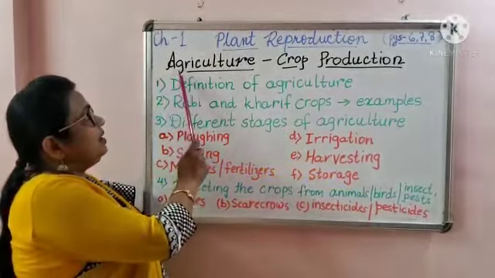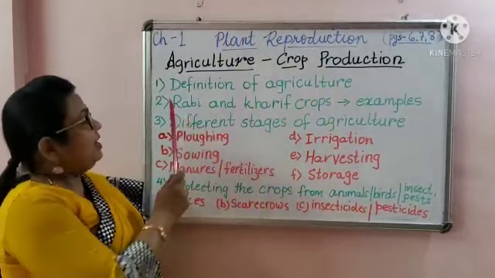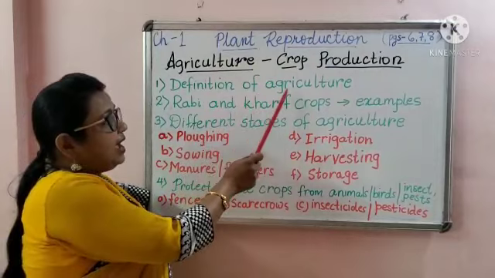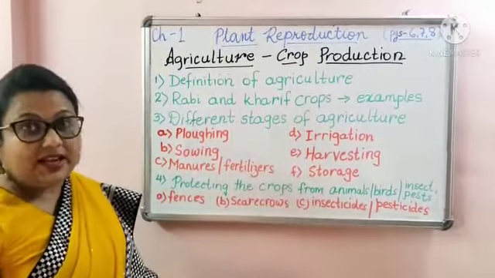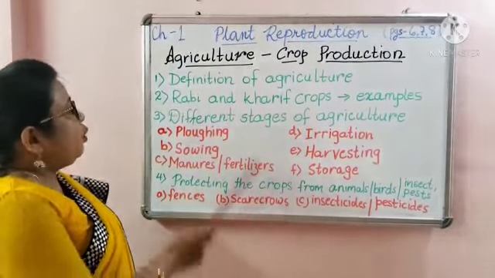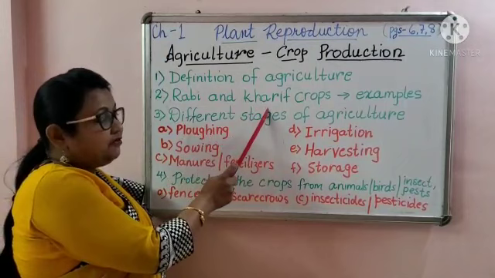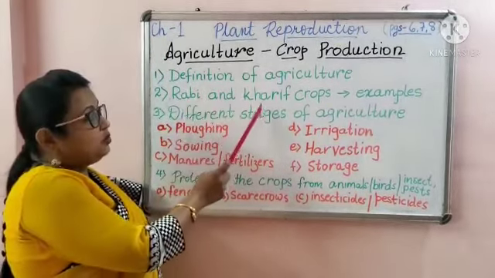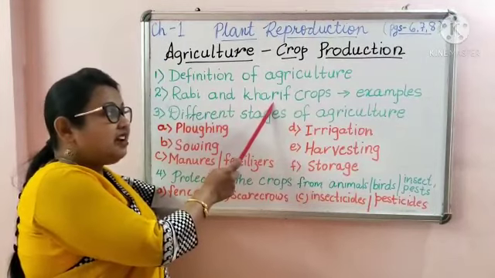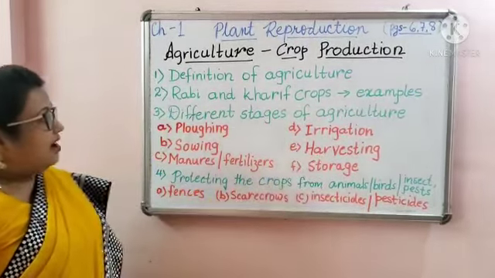Under the topic agriculture and crop production, today we learned the definition of agriculture, that is, production of crops on a large scale is called agriculture. We also learnt about the different types of Rabi and Kharif crops. Crops grown in winter are called Rabi crops and crops grown in summer are called Kharif crops. And we also learnt so many examples of Rabi and Kharif crops.